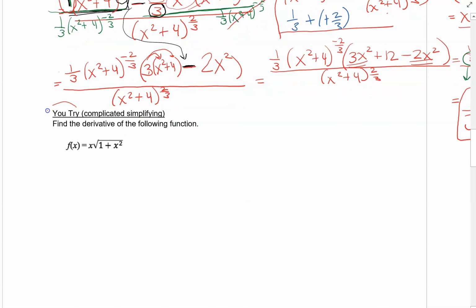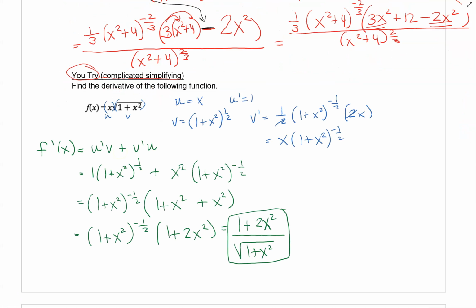So why don't you guys try something like this with the more complicated simplifying to kind of practice it a little bit. Pause your video, try it with this equation, then come back and check your answer.